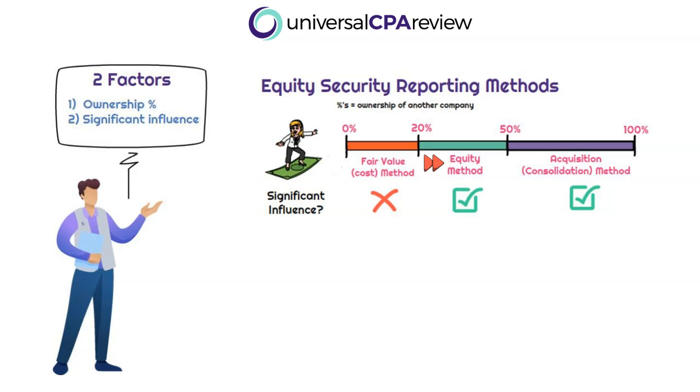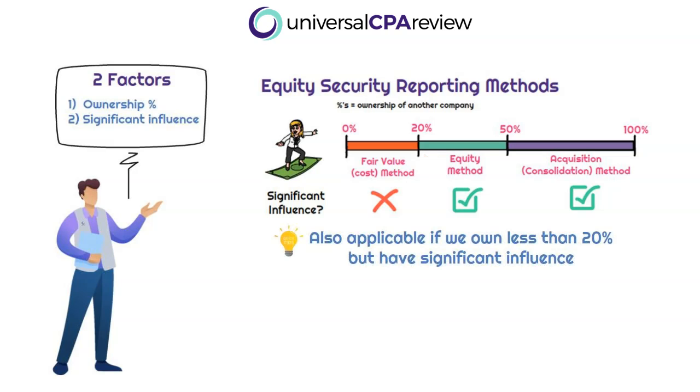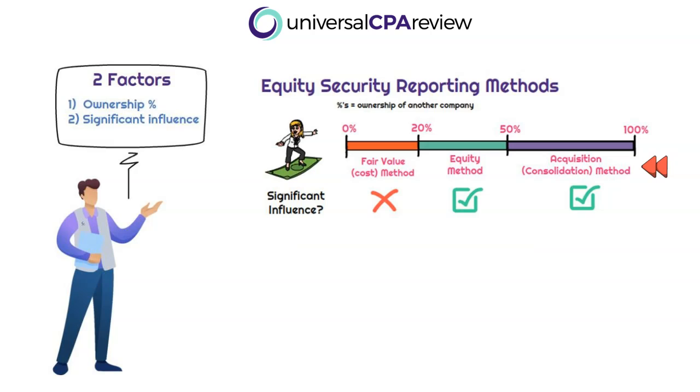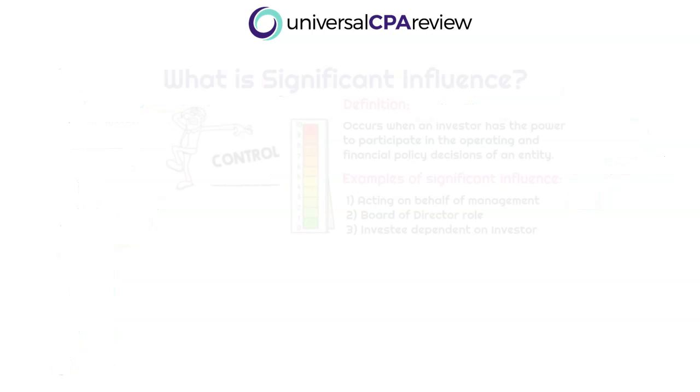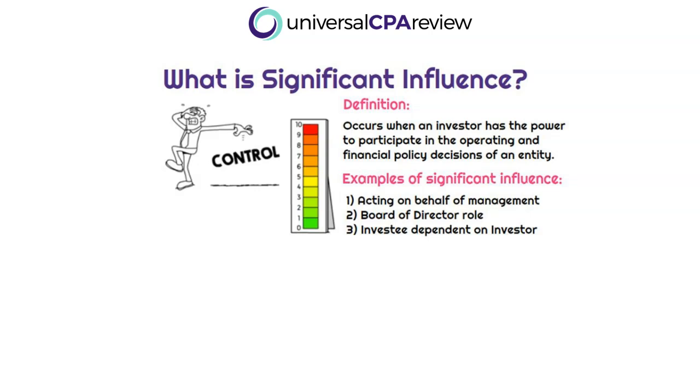Now, if we own between 20 and 50%, it assumes that significant influence exists, but the equity method can also be applicable if we own less than 20%, but significant influence does exist. If we own more than 50%, well, that's going to be covered in the next module, and that's called the acquisition or consolidation method. So what is significant influence?